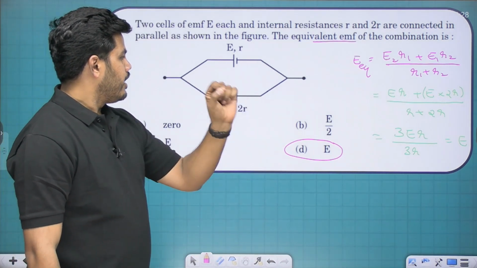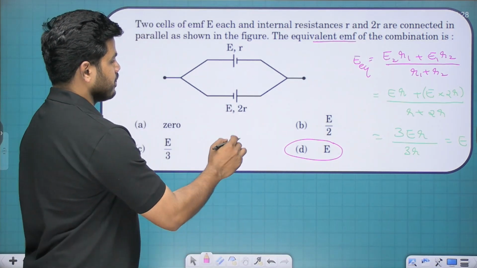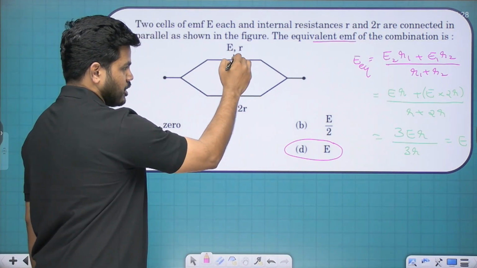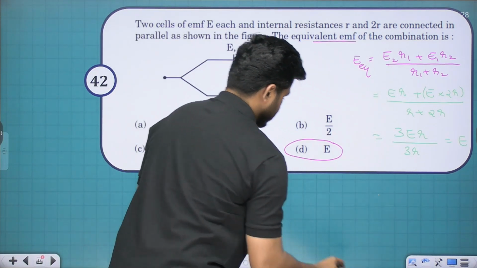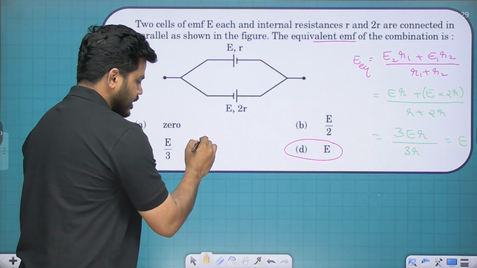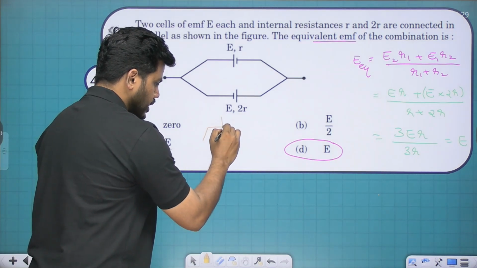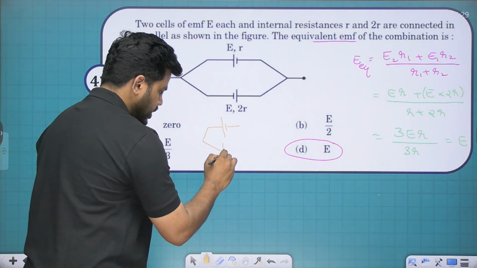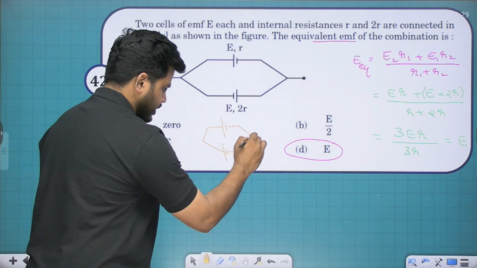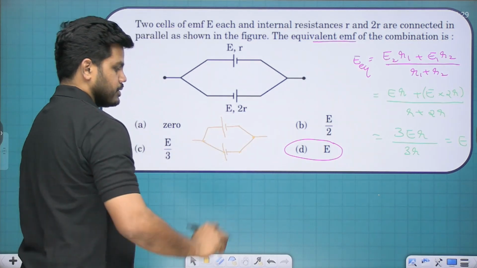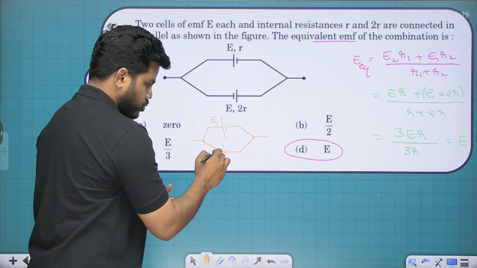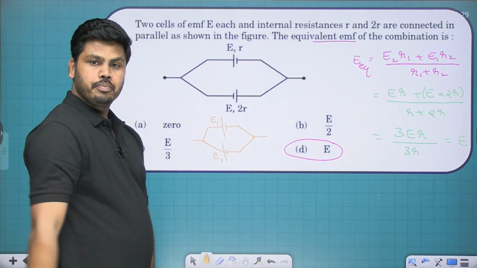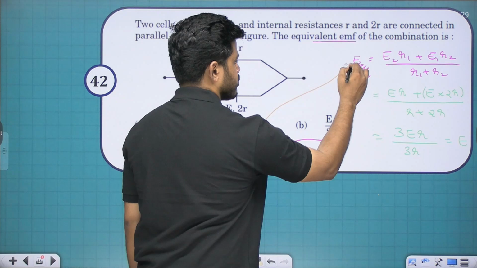Okay, wait. And one important point you have to remember here, see, this is the positive terminal, this is the negative terminal. See, that is one possible mistake when you do this. When the cells are in parallel combination, the positive terminal should be connected to the positive of the next, right? That is how it should be connected. Positive of the cell E1 should be connected to positive of the cell E2. Then only we have this equation.